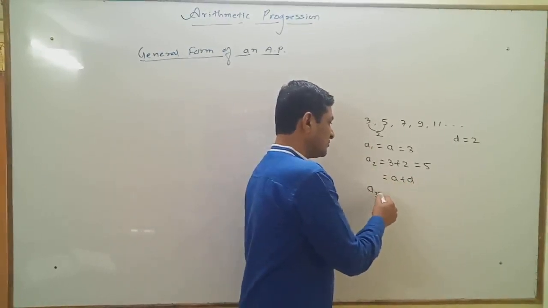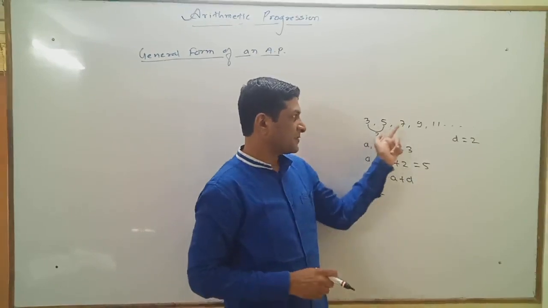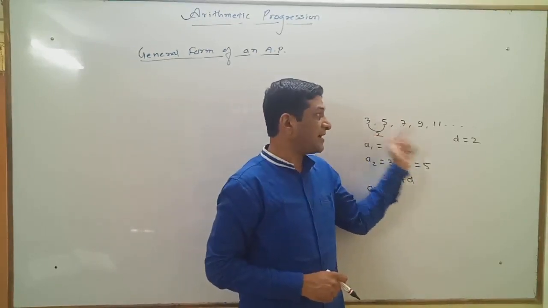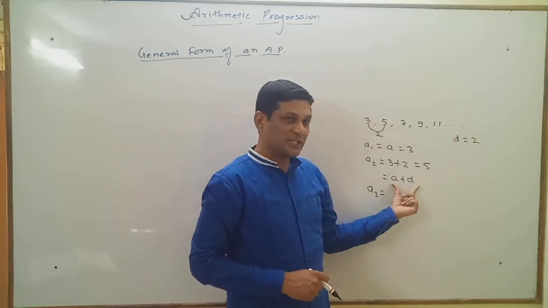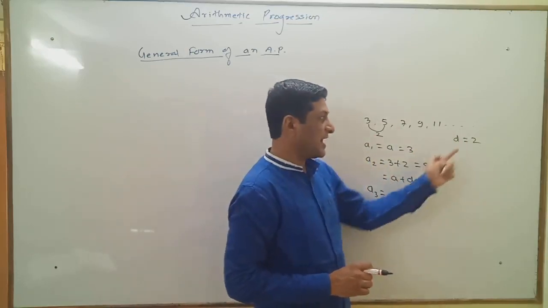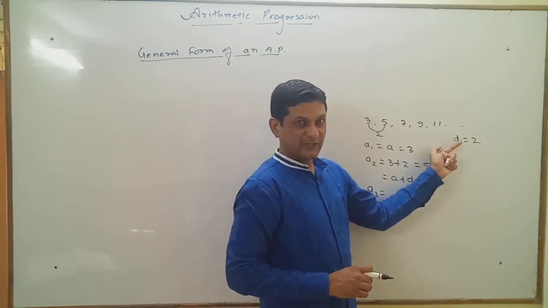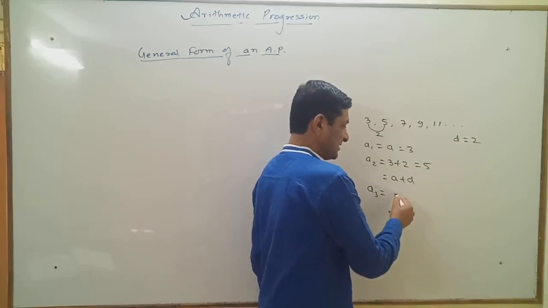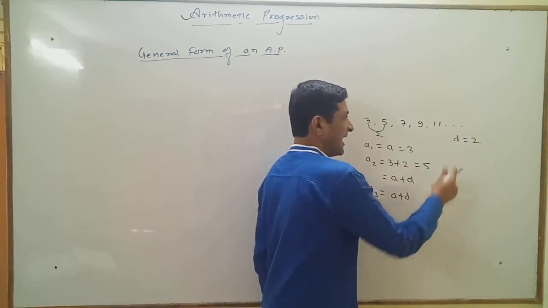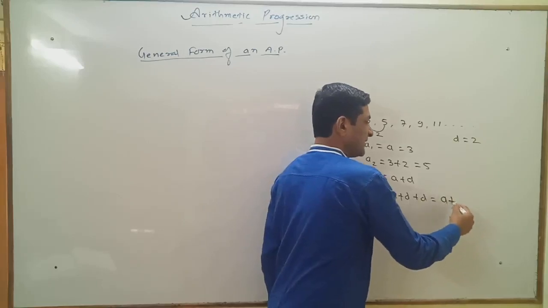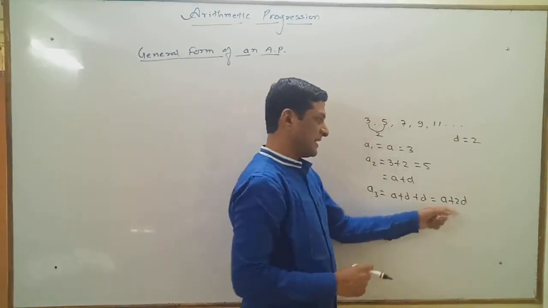In the same way, to find the third term, in the second term add D. What is our second term? A plus D. In this A plus D, if we add D, the common difference, we will get the third term. Observe the second term is A plus D, and again we are adding the common difference D. So what result will we get? A plus 2D.